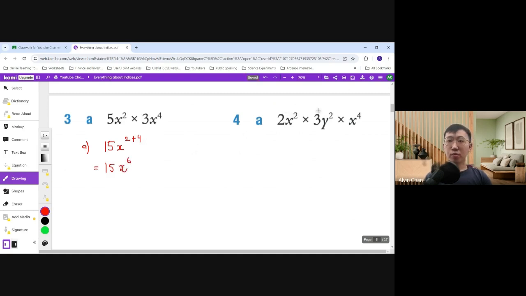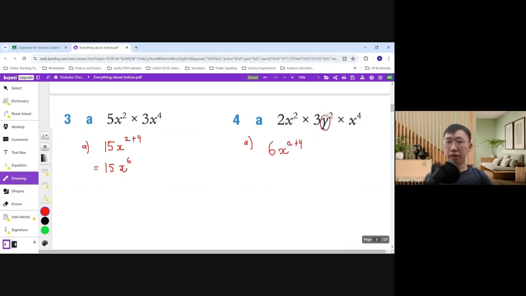So one more time, okay, listen, if you have a situation like 4a right here, I'm going to get all the numbers multiplied together. If they don't show you any number, basically it's 1, right? So let's multiply them together. 2 times 3 times 1, that is 6. Then you need to get your base x combined together. x and x combined because the same base here. So you can write x to the power of 2 plus 4.